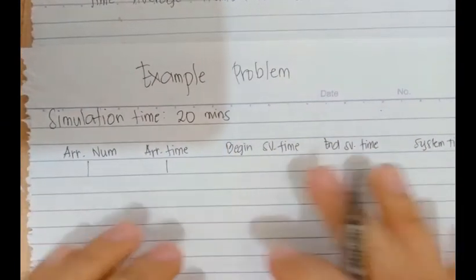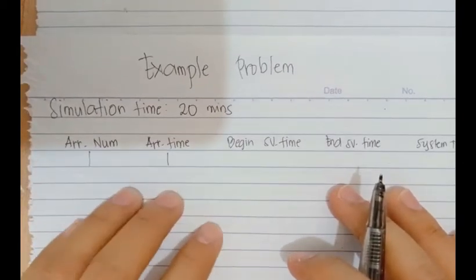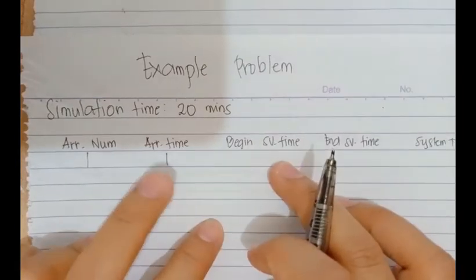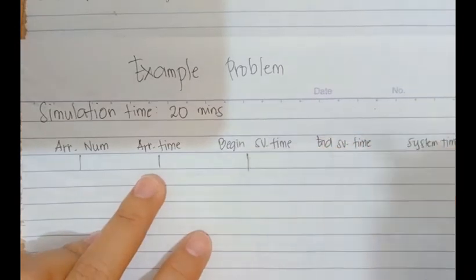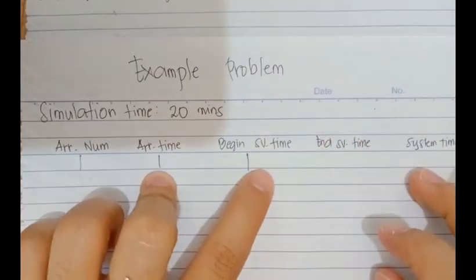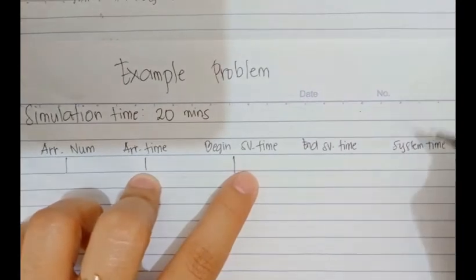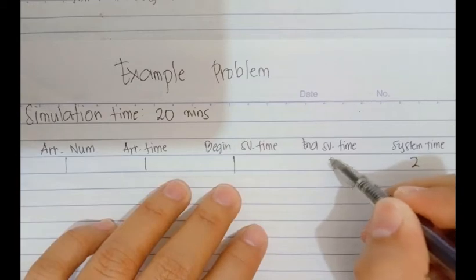Again, the example here is the same as in the previous video tutorial. Arrival time is 1 minute, so it automatically starts since the system is free. The system time of entity 1 is 2, and the end service time is 3 minutes.